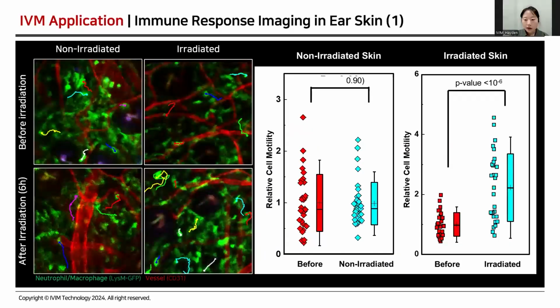And again, most macrophages did not move around, so their motility changes are well correlated with the change in neutrophil and macrophage count before and after irradiation.